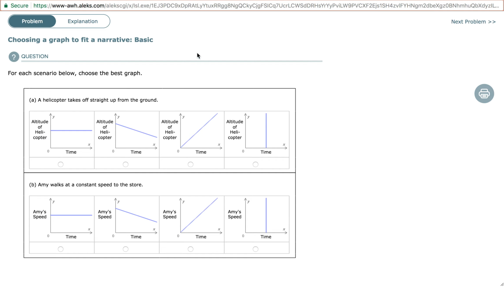Choosing a graph to fit a narrative, basic. In the following problems, before we even read the descriptions, I suggest you first make sense of each graph.